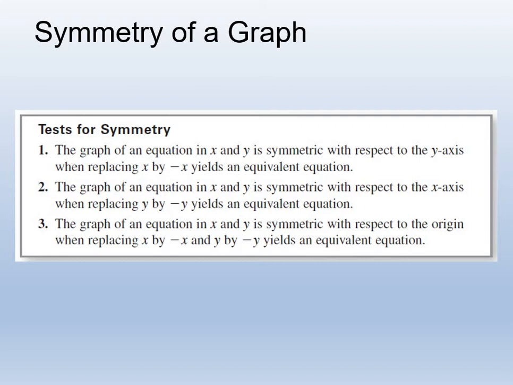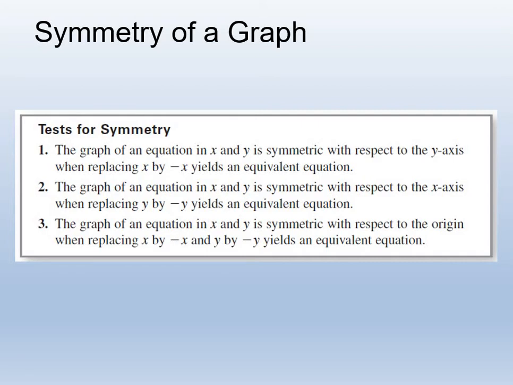Then, the rule for testing for symmetry to the x-axis: if I replace y with a negative y and I get the same equation back, I have symmetry with respect to the x-axis. So what you're going to have to do on your homework problems is do this test for symmetry for each axis and see. The third one is to see if the graph of the equation is symmetric about the origin. That means you have to substitute in a negative x and a negative y into the original equation and solve it. If you get the same equation back, you have symmetry with respect to the origin. Okay, so you will have homework problems on this.